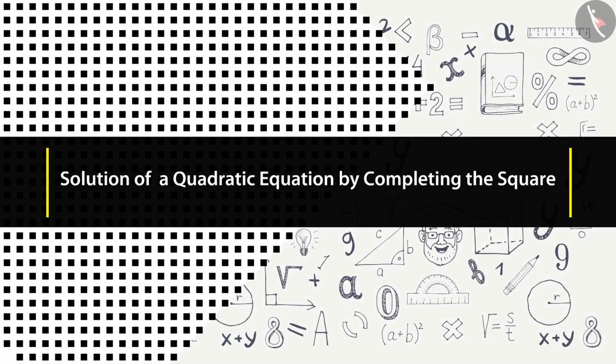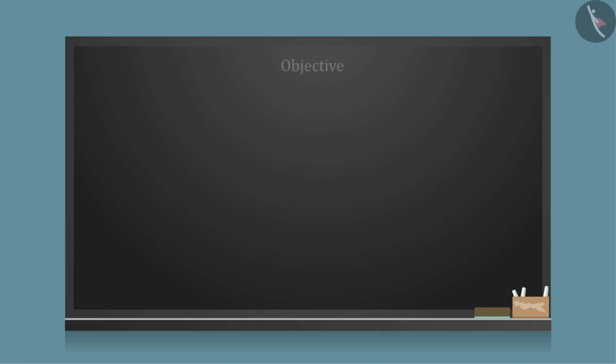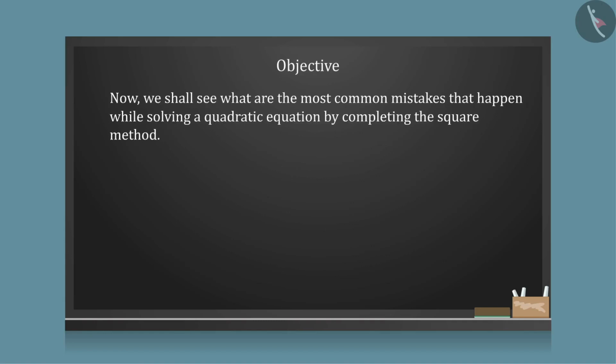Hello everyone and welcome to this video. In the previous video, we saw some examples solving a quadratic equation using completing the square method. Now we shall see what are the most common mistakes that happen while solving a quadratic equation by completing the square method.